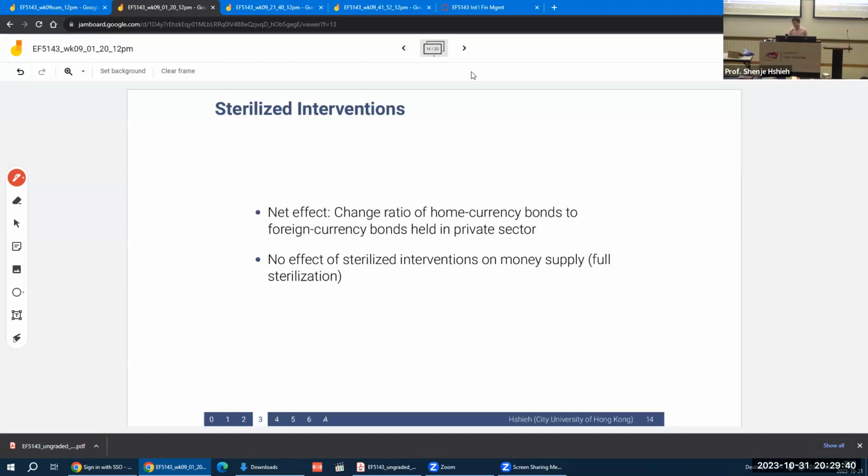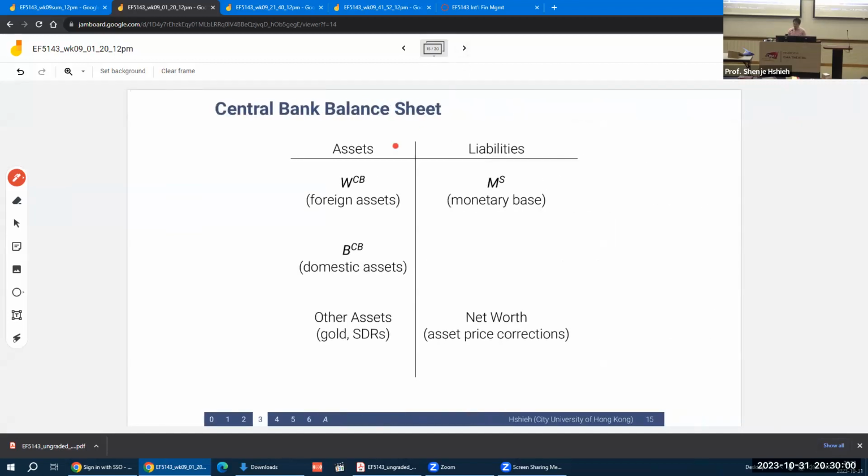Why do you want to do that? Well, maybe you don't want to have an impact on money supply and therefore inflation, but maybe changing the composition of your balance sheet has some sort of secondary effects on the FX market. So that's what we're going to talk about. Let me explain to you how things are sterilized.